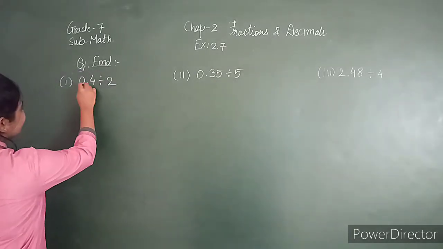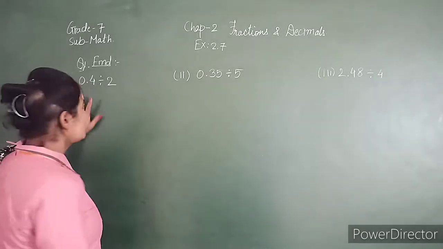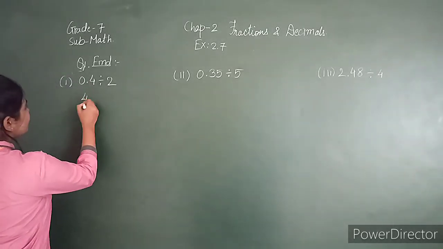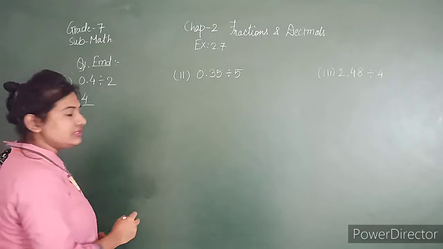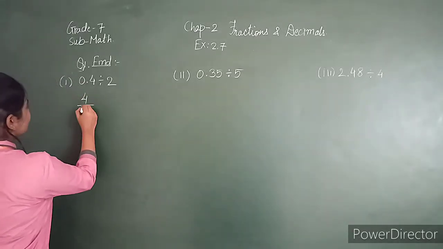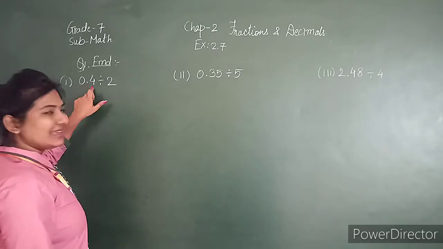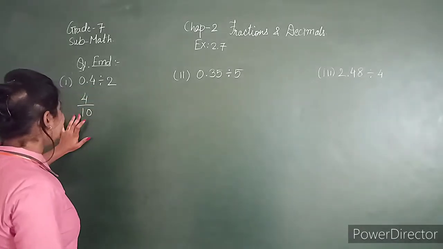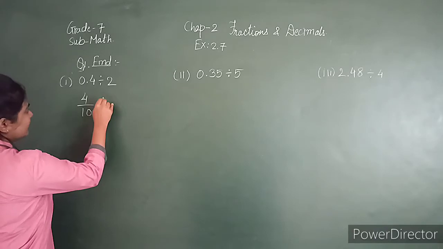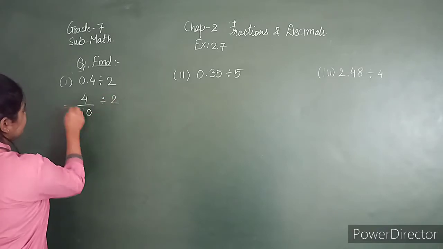So here this is given in a decimal point. If we write 4 and remove the point, then we have to put 10 in the denominator, because after the point one digit is there. So we put 10 in the denominator, divided by 2.